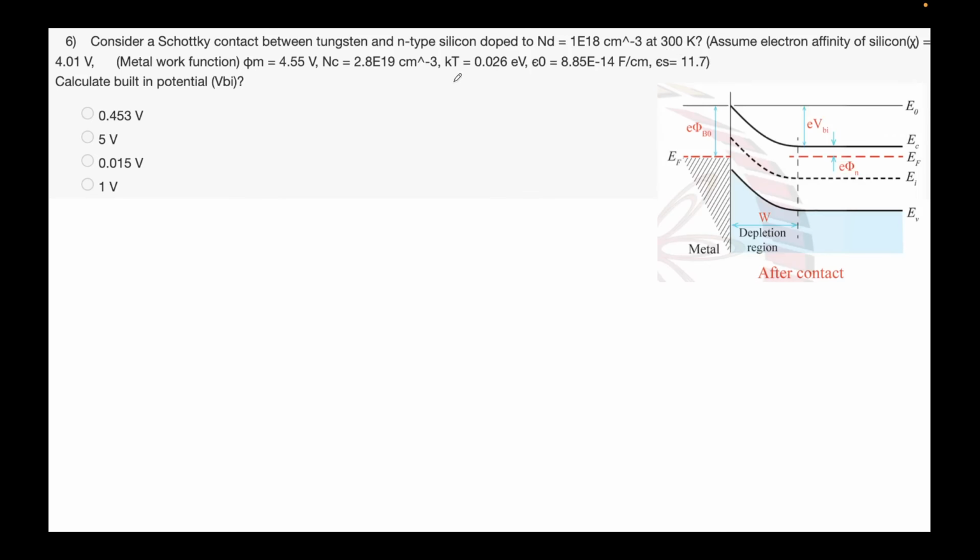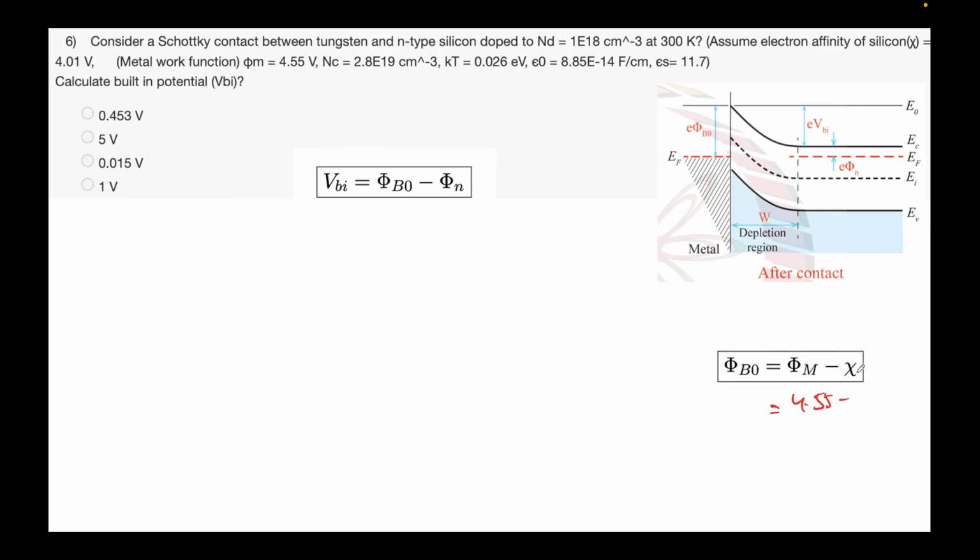Let's quickly get into the first one. We have a Schottky contact between the metal tungsten and n-type doped silicon. The doping is given at 300 Kelvin, so we'll assume complete ionization. The electron affinity, work functions, etc. are given, and this is the diagram. We are required to find the built-in potential. The built-in potential is the barrier minus phi n, and phi n is E_C minus E_F. We don't know the barrier, so we get it from phi m minus chi. The metal work function is 4.55, and the electron affinity chi is given as 4.01, so that will be 0.54 volts.